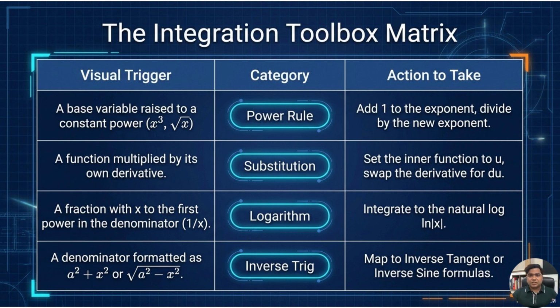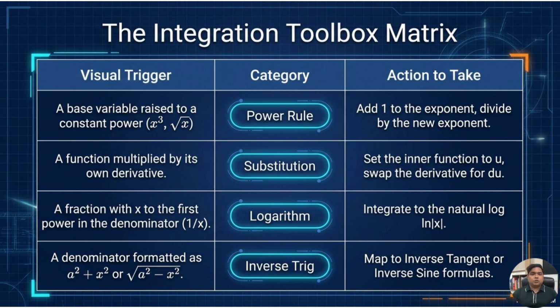This final slide summarizes the integration toolbox. The first visual trigger is a base variable raised to a constant power. For example, x squared, x cubed, or the square root of x. In this case, the category is the power rule. The action is add 1 to the exponent and divide by the new exponent. The second trigger is a function multiplied by its own derivative. This usually suggests substitution.